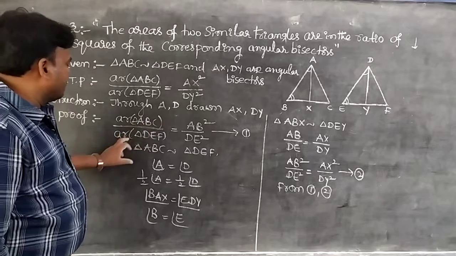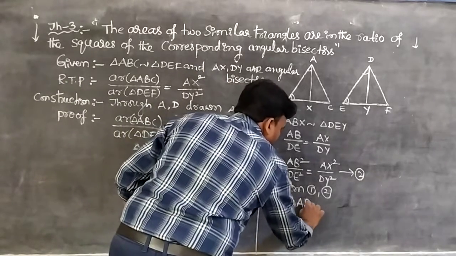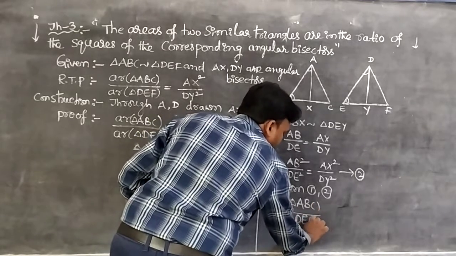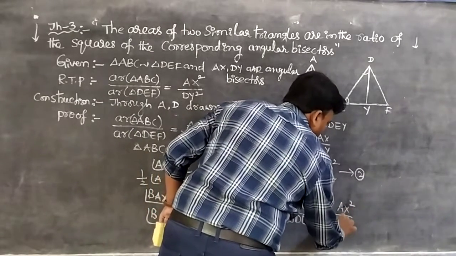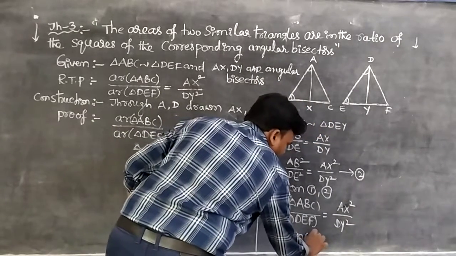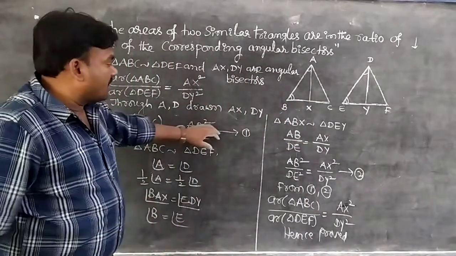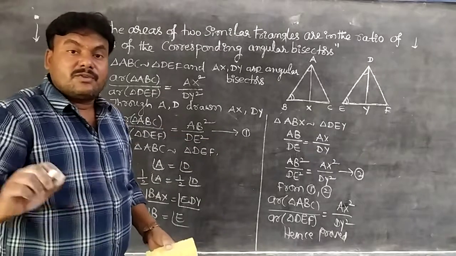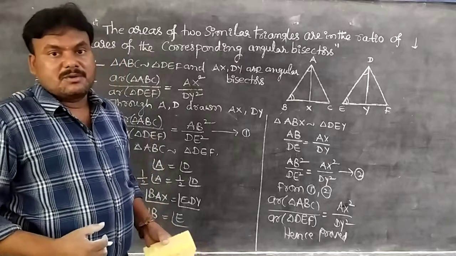Area of triangle ABC by area of triangle DEF equals AX square by DY square. Hence it is proved. In the academic textbook this theorem is not there, but we explained the theorem also. So practice carefully in your rough notebook, students. Don't forget it. We have taken related problems also.